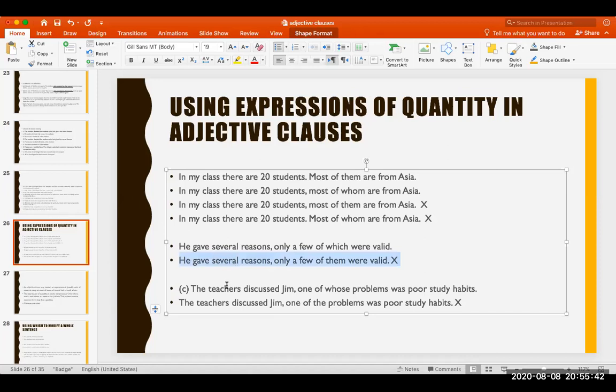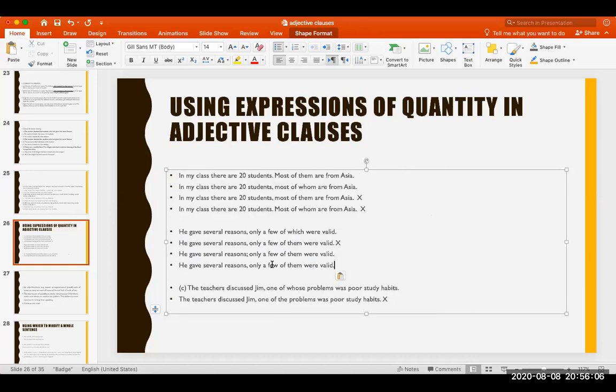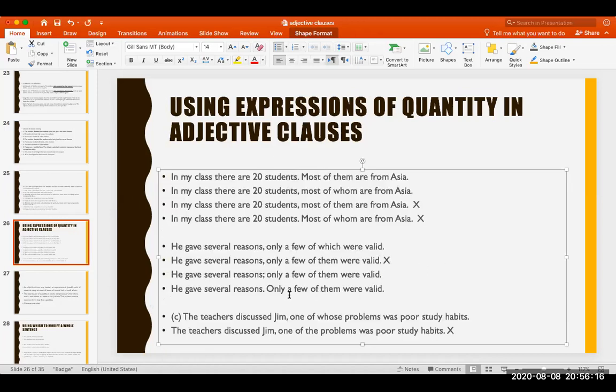If you say he gave several reasons, only a few of them were valid, this is wrong because you don't connect with a comma. If you want to fix this sentence, there are many ways to do it. This one, you will replace them with which, it's correct. Or you replace the comma with a semicolon, or a full stop and then a capital letter here. So he gave several reasons. Only a few of them were valid.